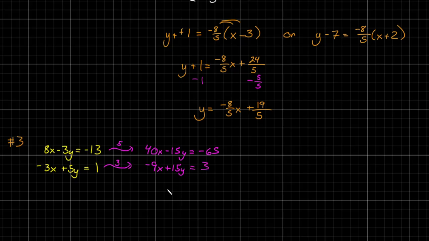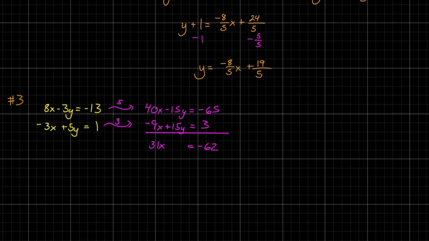What do I do with these things once I have both equations written? We add them. Like, I'm going to draw the bar straight here. We add straight down. 40 minus 9. 31x, the y's are gone, right? 0y equals negative 62. Well, that seems like it's going to work out pretty convenient.